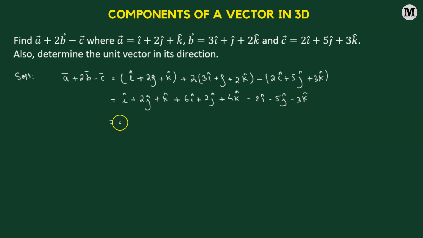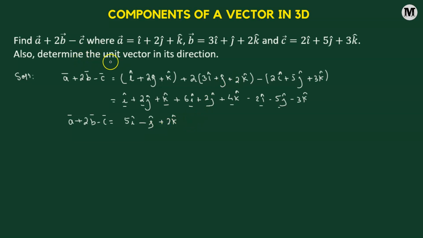Now that's going to be equal to, now we have i cap plus 6i cap, so that's 7i cap, minus 2i cap, so that's going to give us 5i cap. Then we have 2j cap plus 2j cap, that's 4j cap. And from here, we're subtracting 5j cap, so that gives us negative j cap. And then we have k cap plus 4k cap, that's 5k cap. From here, subtracting 3k cap, so we get positive 2k cap. So we have obtained the value of the vector A vector plus 2B vector minus C vector. So that will be 5i cap minus j cap plus 2k cap.